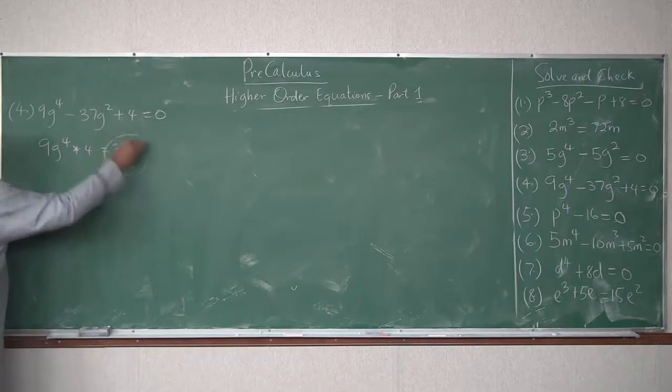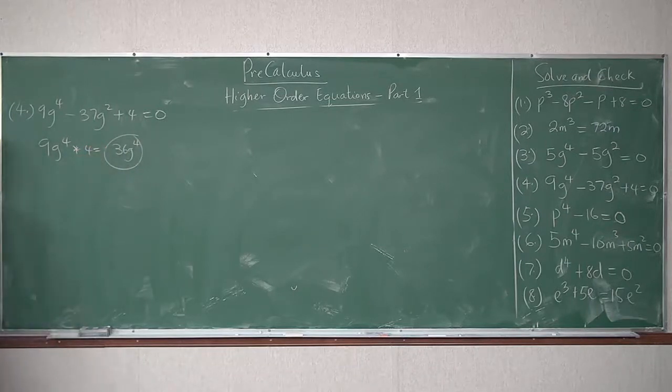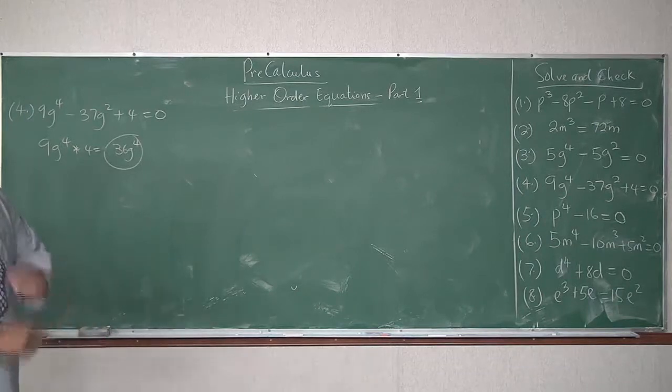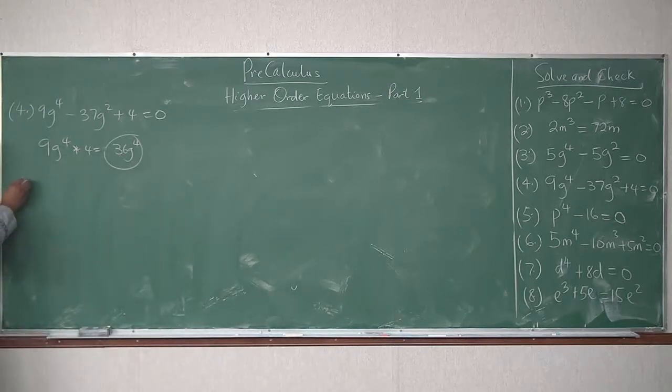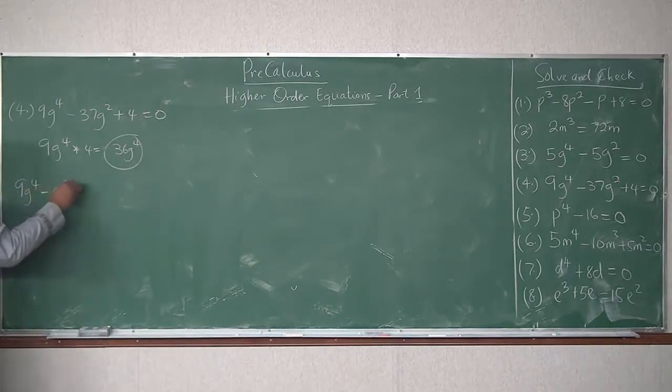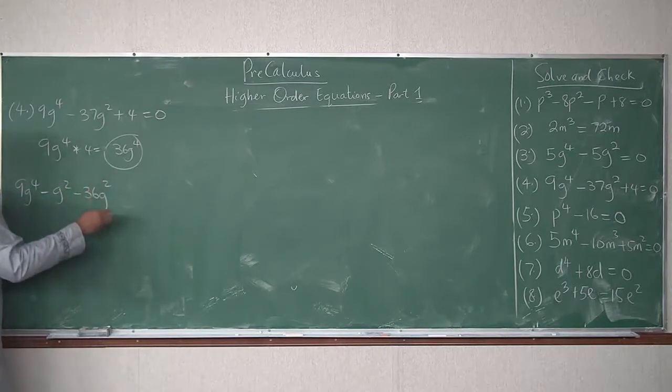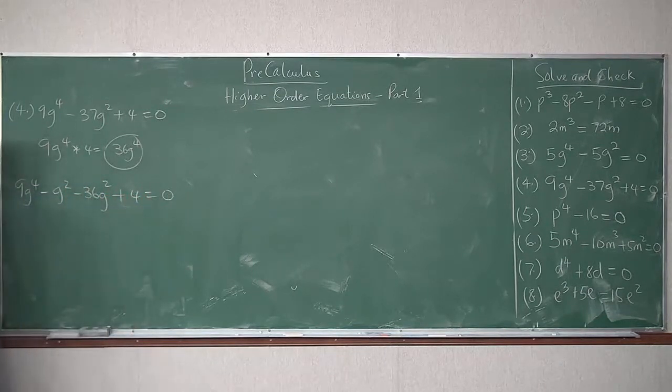Now, we look for factors of 36. 1 and 36 will not work, but -1 and -36 will work. So this is 9g^4 minus g squared minus 36g squared plus 4 equal to 0. Then I like doing my vertical method. So this is 9g^4 minus g squared and then minus 36g squared plus 4.